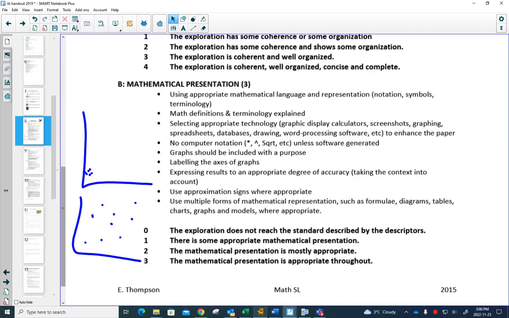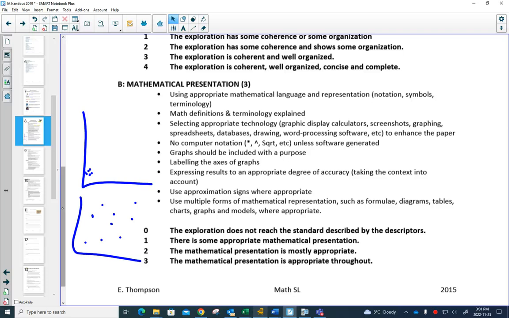Graphs should be included with a purpose, labeled, okay? 3 sig figs and approximation signs all the way throughout, okay? Formulas, diagrams, tables, charts. So if you can show something, show it. Again, this is one that generally you can get a pretty good mark on, 2 or 3, if you haven't made any mathematical mistakes and haven't forgotten any approximation signs or 3 sig figs.